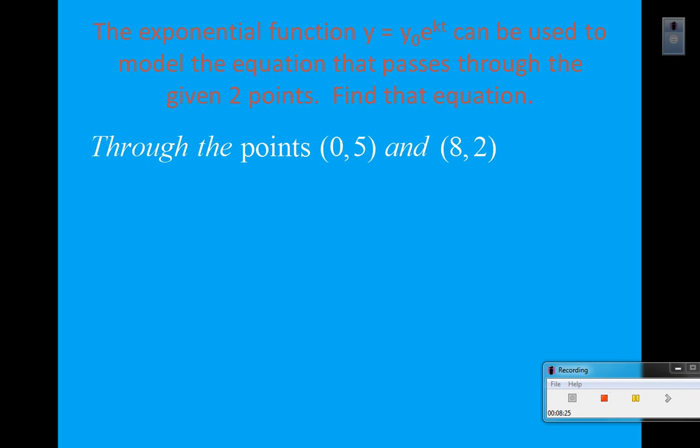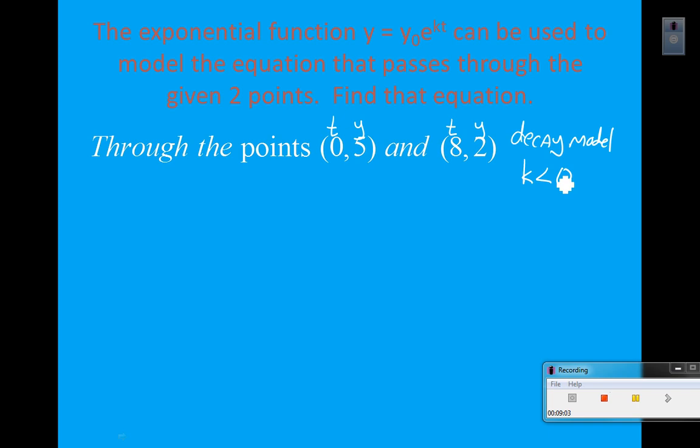Hey, when I do this, here's what I got going on. There's some things that I know. My time is going to be 0. My y is going to be the 5 here. My time is 8. My model is 2. Hey, so I know this is a decay model. As soon as it's a decay model, I know my k value is going to be less than 0. So my k is going to have to be negative.